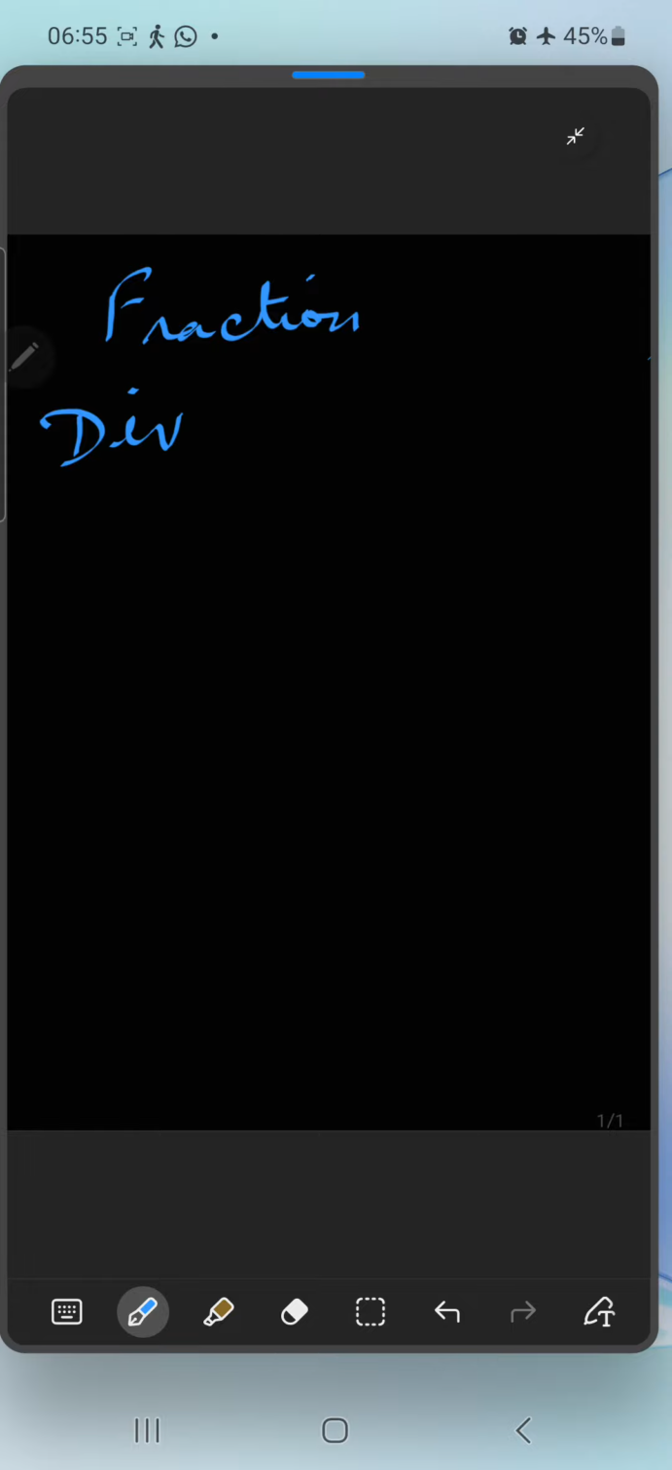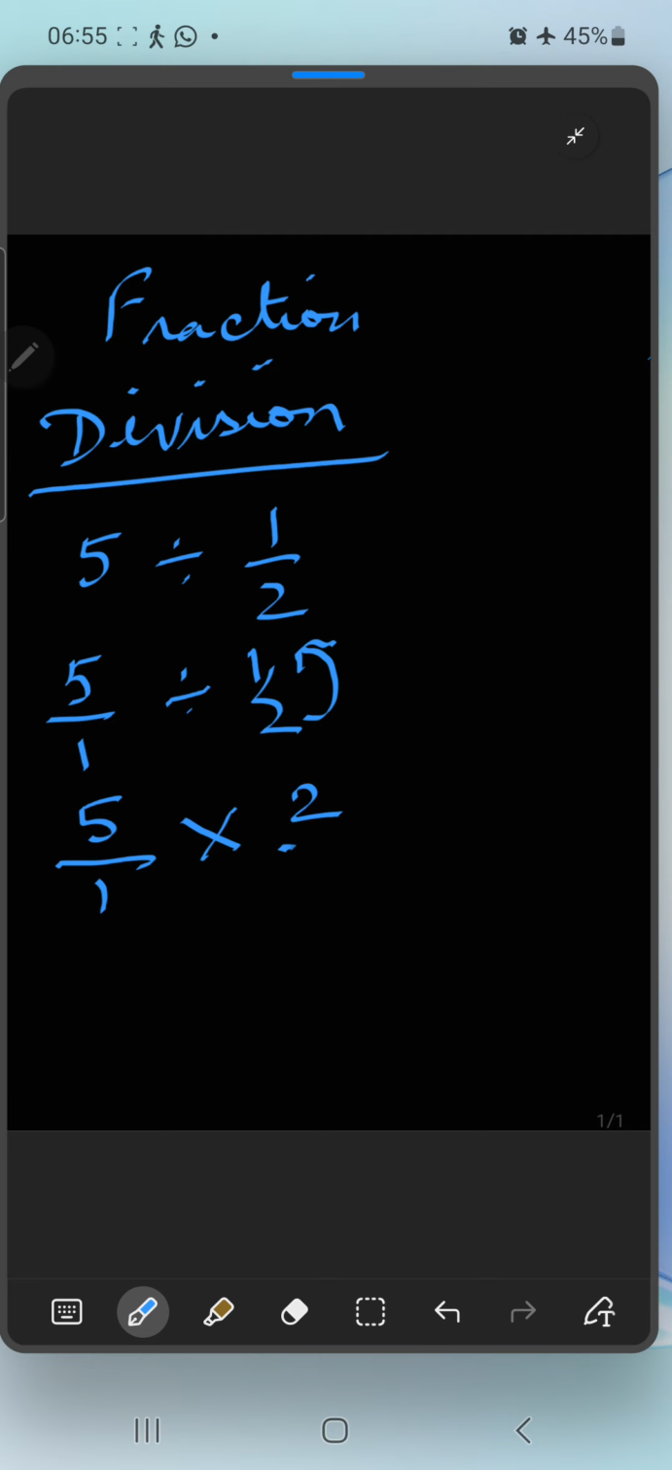Now we will move forward to our division. In division, if we are dividing any whole number with any fraction, what we have to do? First we will write it like this, and we have to convert this division sign into multiplication sign by just reversing the digits of the second fraction. And then we will multiply 5 by 10 over 1. So 10 would be the answer of this.